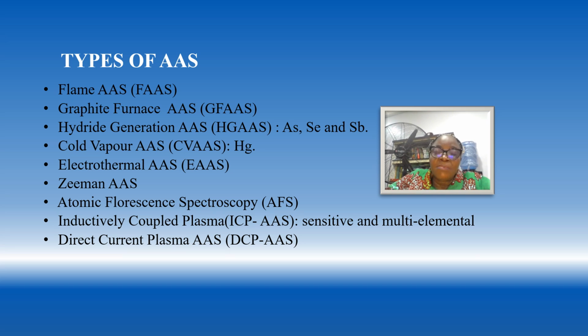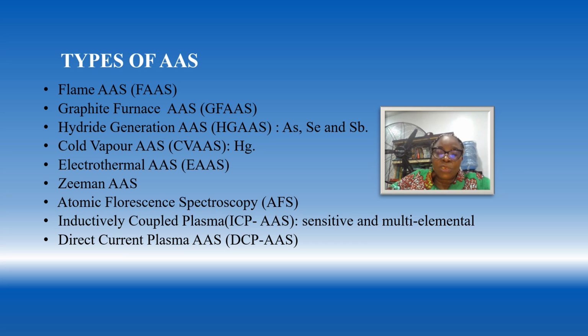We have the Zeeman AAS. The Zeeman AAS uses a magnetic field to split absorption lines, improving background correction. We have the atomic fluorescence spectroscopy, AFS. This measures fluorescence instead of absorption, and is more sensitive than AAS.